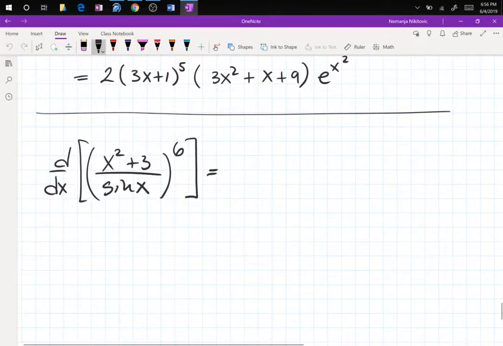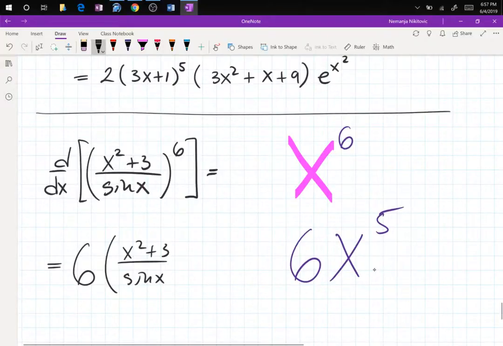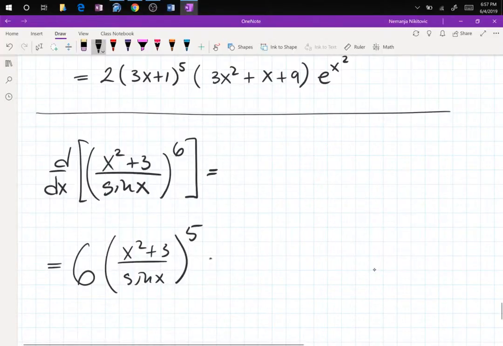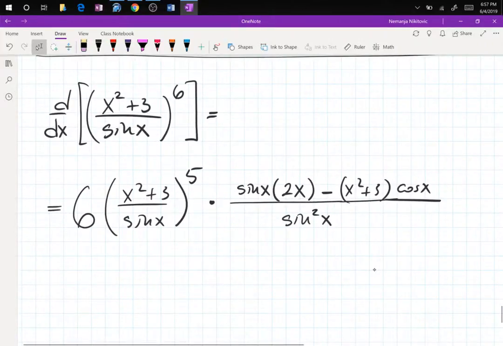Yes. So now, this entire problem looks like a big fat x to the 6th power. Would you agree? So the solution to this must be 6x to the 5. But x is actually this mess. And then we have to do the chain, which is when quotient kicks in. So we start with 6 times x squared plus 3 over sine x to the 5th. That's where we start. Times, and now we do the quotient. We take sine and square it. Derivative of the numerator is 2x, minus x squared plus 3, and derivative of sine is cosine x. And just walk away.